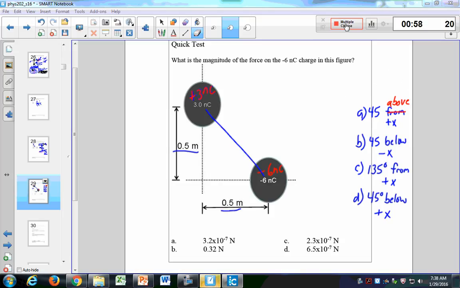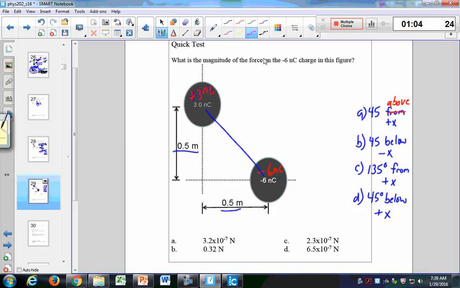Do about 10 more seconds, stopping at 1:10. Stopping at 1:10, 5 seconds.